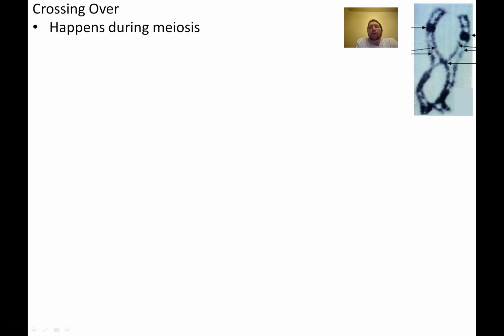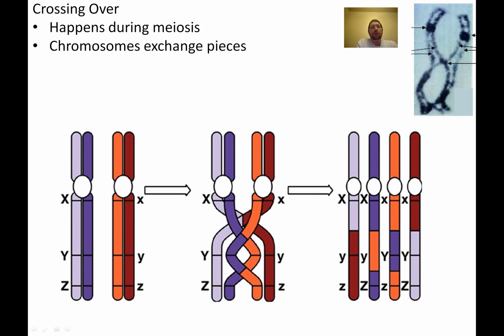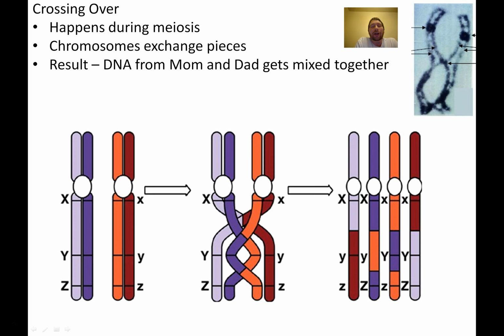All right, so what the freak is crossing over? Crossing over is something that happens during meiosis, and this is an actual picture here of a chromosome going through the process of crossing over. And what happens during crossing over is the chromosomes exchange pieces of each other. And so what you got going on is the DNA you receive from mom and the DNA you receive from dad gets all mixed together.